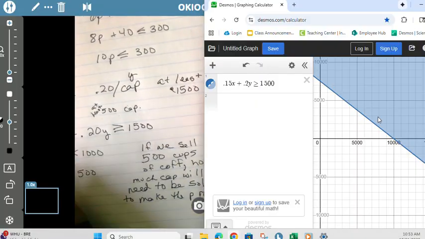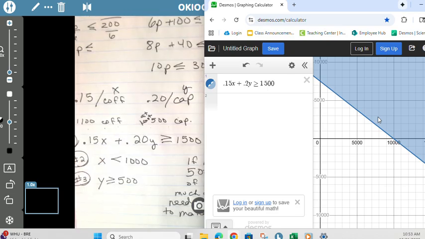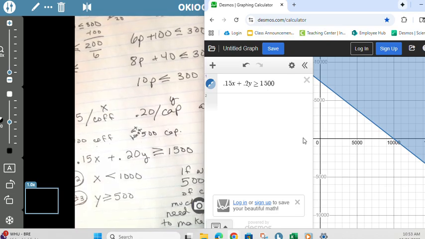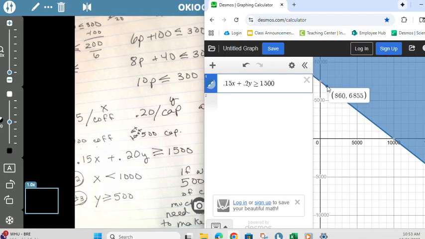If they sell 500 cups of coffee, coffee is x. Here's the x. 500 on the x is right here. So look, y'all see that number? That's how much they need to sell. That's a lot of cappuccinos. 712.5 in order to make that profit. All right.